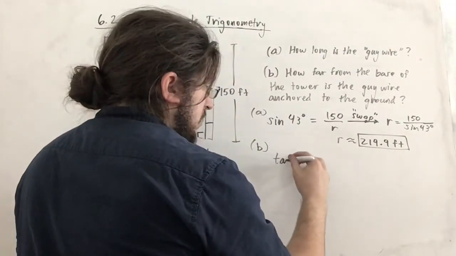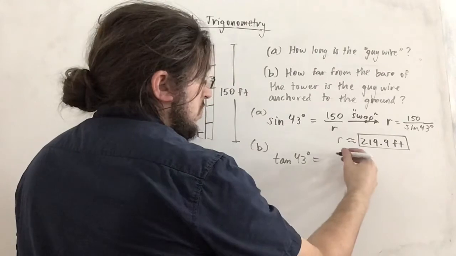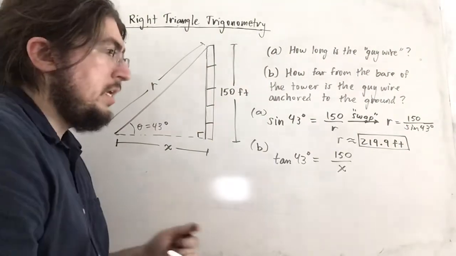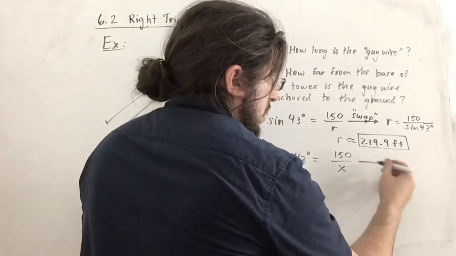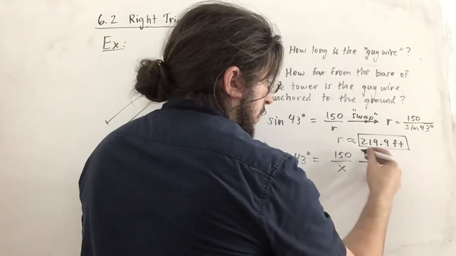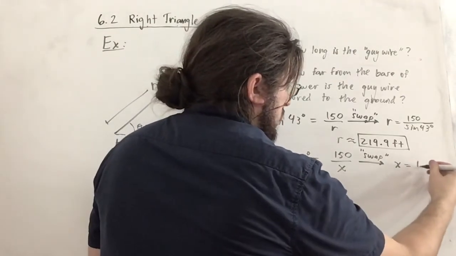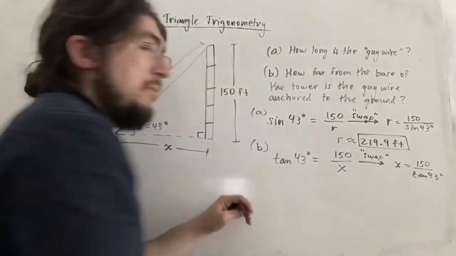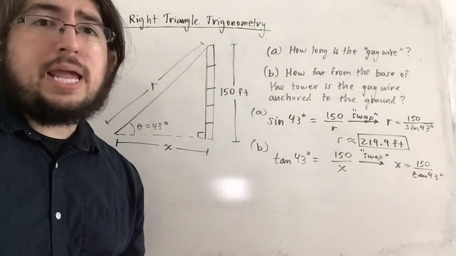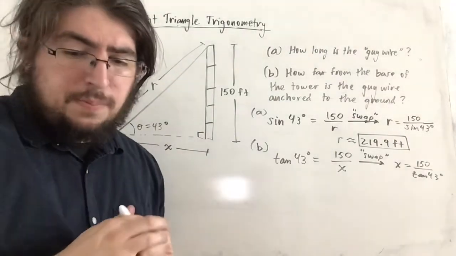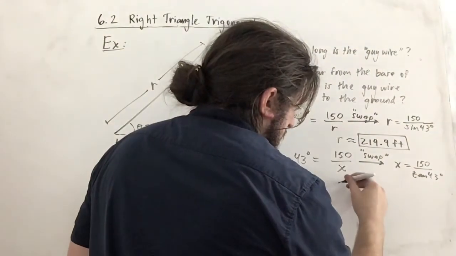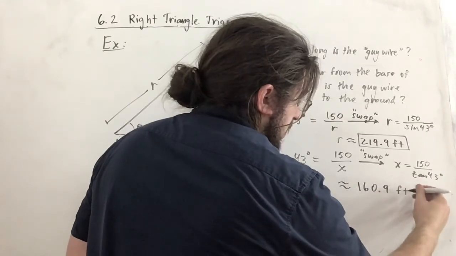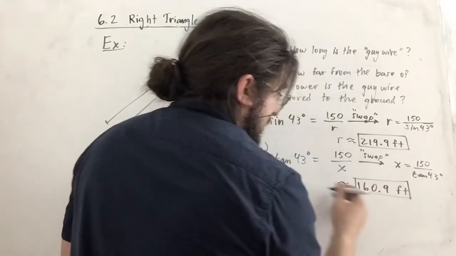So tangent of the angle 43 would be equal to 150 over x. That makes sense. Opposite over adjacent. Good. And now doing our swap, x equals 150 over tangent of 43 degrees. And if you plug this into your calculator, similar to how we did part A, you will get about 160.9 actually. So it was 0.85, but it rounds to 9 if you round to the tens place. So that's what x is.